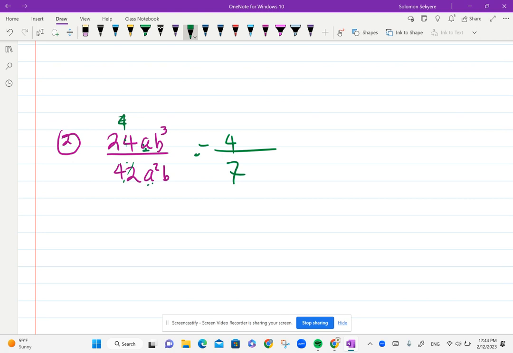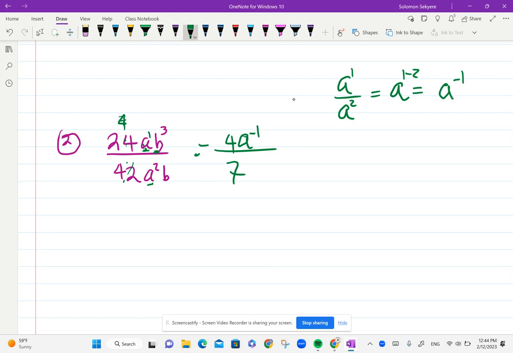Okay, let's go to a. Compare the a's. Remember, a is a to the power 1. What did we learn about same base dividing? It means subtract the exponents. So it's 1 minus 2. This becomes a to the power negative 1. When you're dividing, subtract the exponent. 1 minus 2 is negative 1. So you write a to the power negative 1. Let's keep that for now.